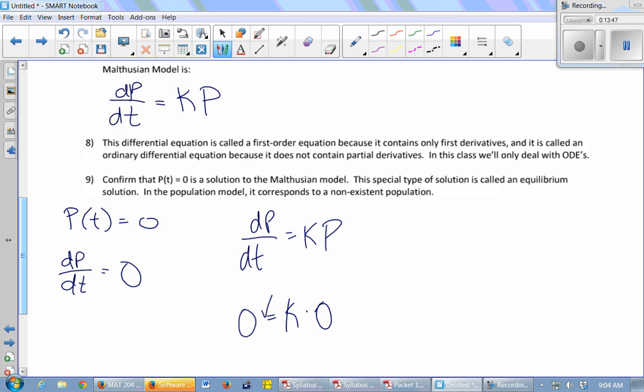Okay, so when I plug P(t) equals 0 into that differential equation, the equation is true. P(t) is a solution. So this is just a constant function. It's called an equilibrium solution. Any solution where the function is a constant, just some number, that's called an equilibrium solution. And in this case, it corresponds to a non-existent population. If there are no people, then the population can't grow or shrink. It just always stays the same.